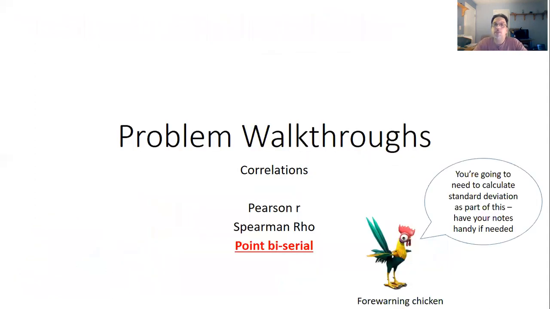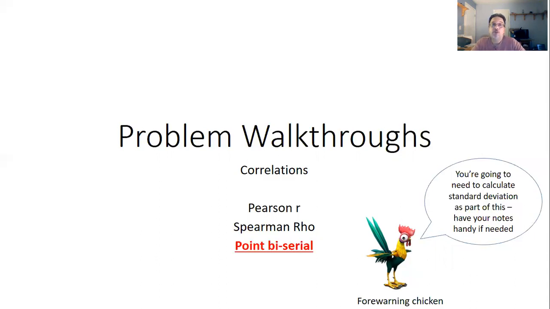Now we're going to gear up for number 3. And here's our next cartoon animal. And at least I named this one just for shits and giggles for myself. This is forewarning chicken. And that means that he's warning you that something is necessary. So you're going to need something from the past. And in this case, he's going to tell us that, he didn't say mean because I'm assuming you understand mean by now, but we're going to have to calculate standard deviations.